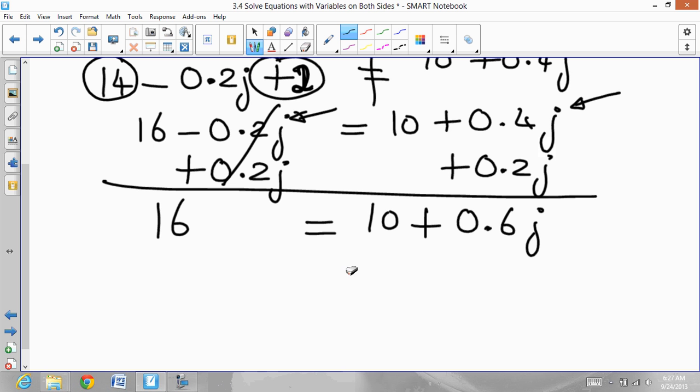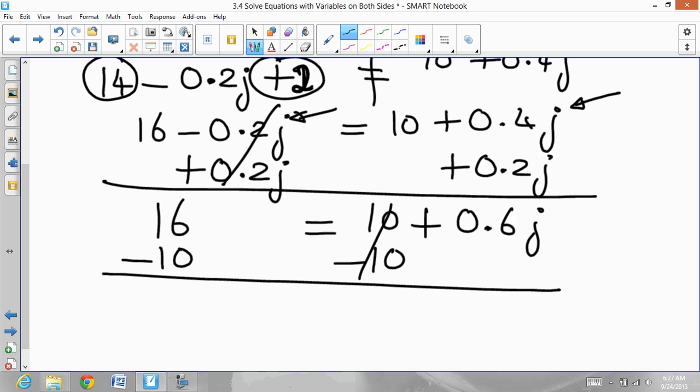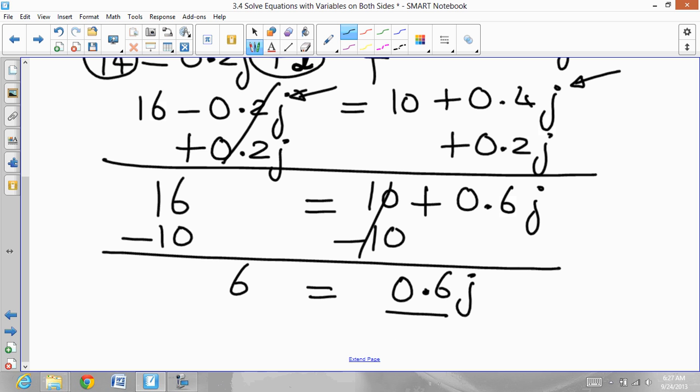I need to get rid of the 10. Let me do the opposite. Minus 10 on this side, minus 10 on this side. Cancel. And you have 0.6j just to work with. 16 minus 10 is going to give you just the 6. Now you have your one-step equation.